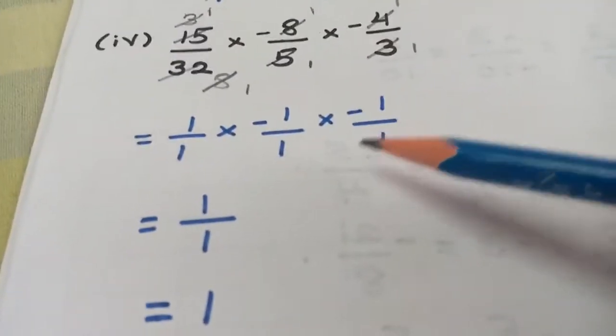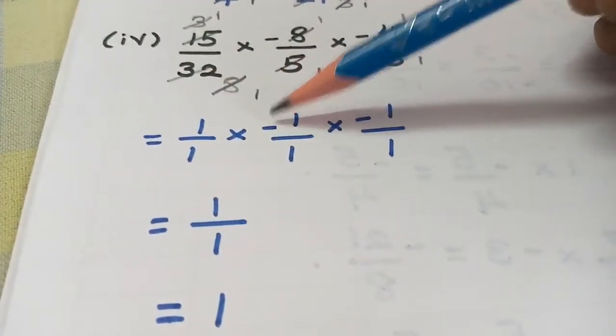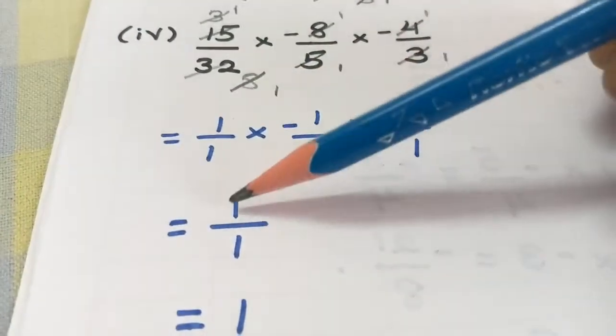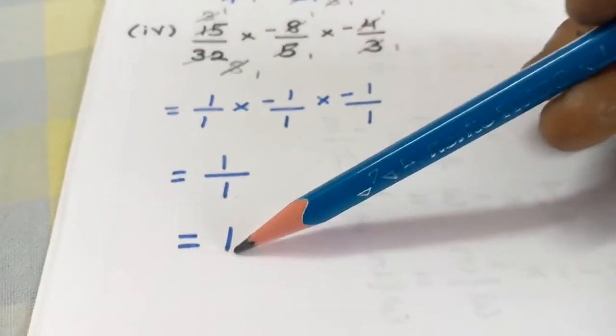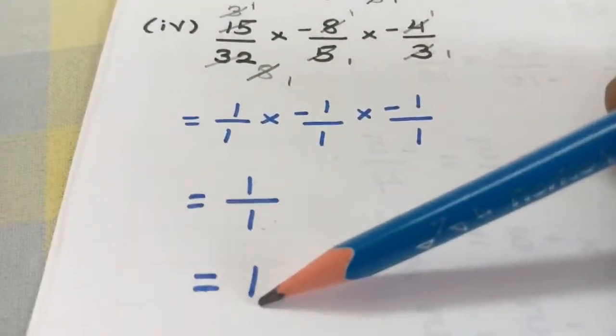After cancelling, suppose you get values like this, first you multiply the sign. Minus into minus is plus. 1 into 1 into 1, you get the value as 1. 1 by 1, the final value is going to be 1. The denominator 1 we do not consider; we take only the numerator 1. Coming to the next question.